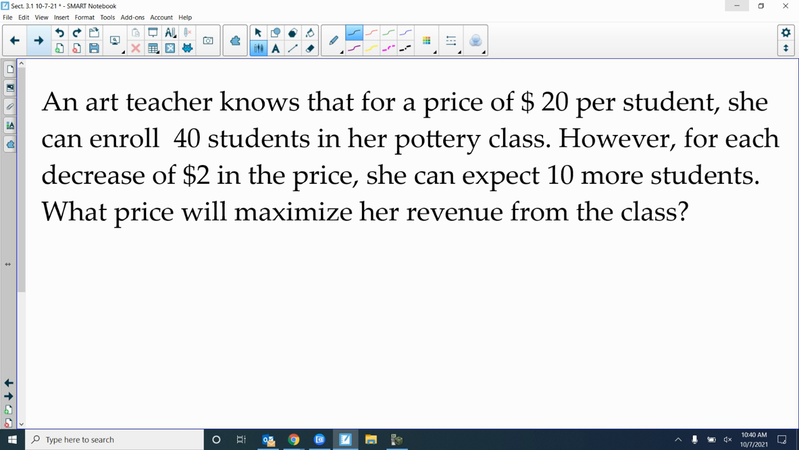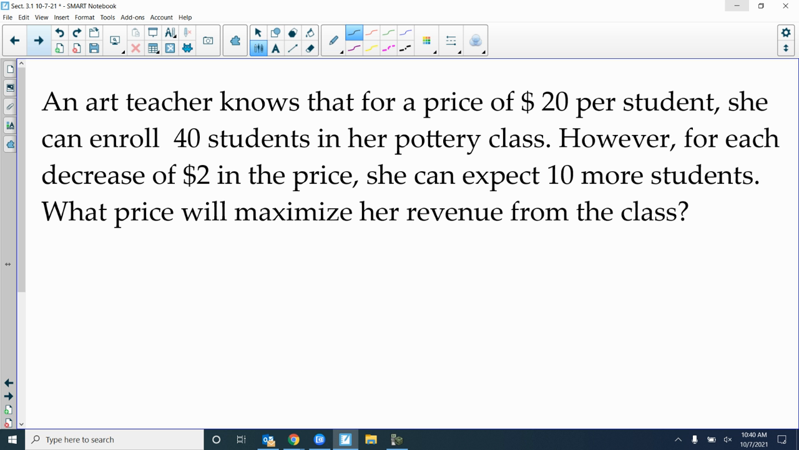All right, let's go through this one and try to explain how we're going to use the vertex to solve this. Our teacher knows that for a price of $20 per student, she can enroll 40 students. However, for each decrease of $2 in price, she can expect 10 more students. What price will maximize her revenue?